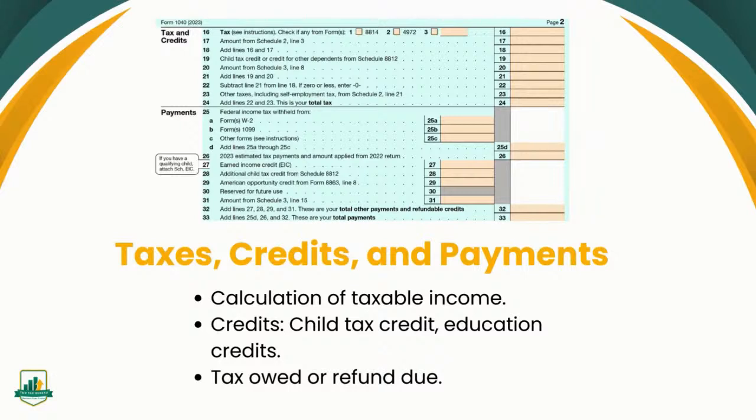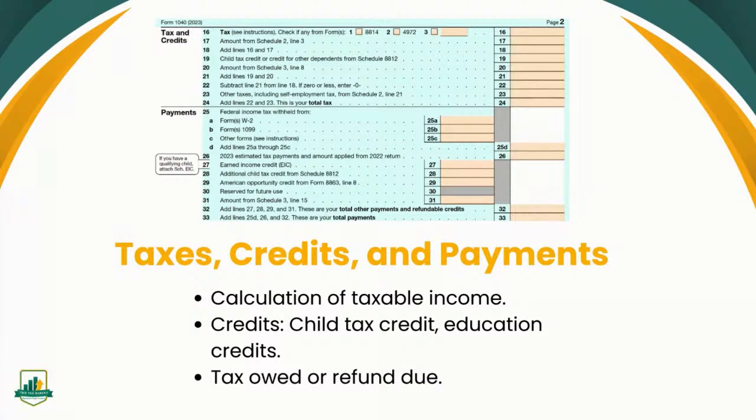All right. So line 18 is a total of line 16 and 17. You're going to add up line 16 and any extra from line 17 to get the total tax before the credits. Line 19 is credits for kids or other dependents. If you qualify for the child tax credit or credit for other dependents, which is the ODC, it goes here. And this pulls from Schedule 8812.